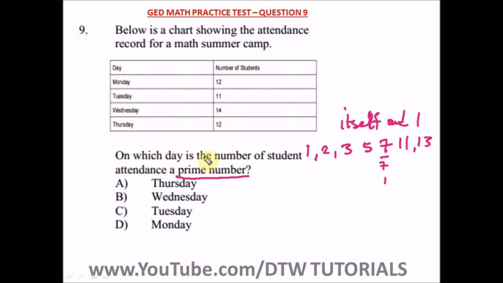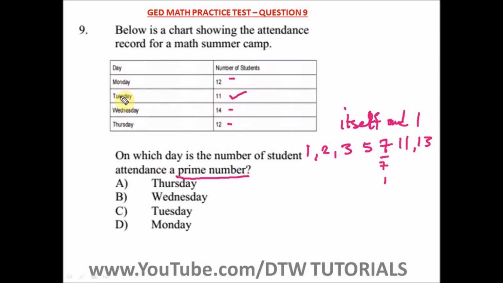The question says, on which day is the number of student attendance a prime number? Looking at our table, Monday says 12. 12 is an even number. Tuesday says 11. Yes, 11 is a prime number. Wednesday says 14. 14 is an even number. Thursday says 12. 12 is an even number. So our right option here is 11, which is a prime number.